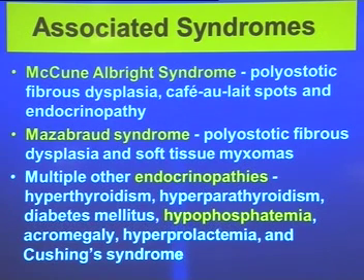The endocrinopathies which can be associated are hyperthyroidism, hyperparathyroidism, diabetes mellitus, hypophosphatemia, acromegaly, hyperprolactinemia, and Cushing syndrome. As a corollary to this, if you have a patient with multiple bone involvement, fibrous dysplasia, and who has pigmentation, we need to investigate that patient for presence of endocrinopathies, and he needs to be seen by an endocrine specialist.